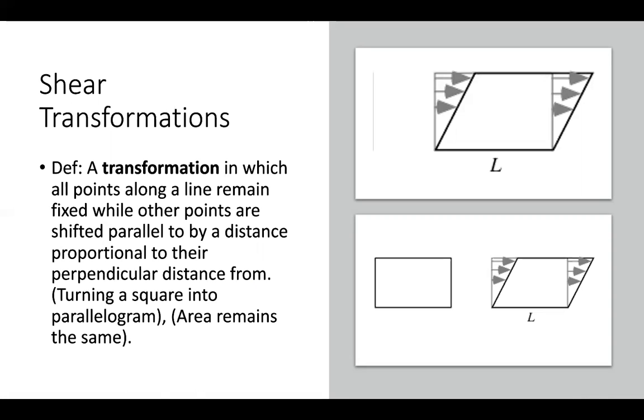The definition of a shear transformation is a transformation in which all points along a line remain fixed while other points are shifted parallel to it by a distance proportional to their perpendicular distance. Here we can see that turning a square into a parallelogram is a basic shear transformation, and it's important to know that the area remains the same. This is just the shear transformation through the x direction.